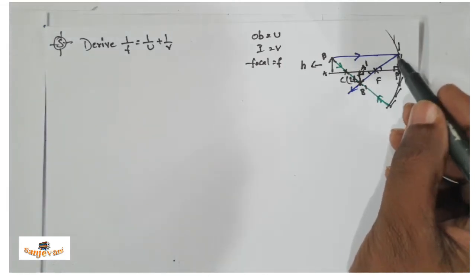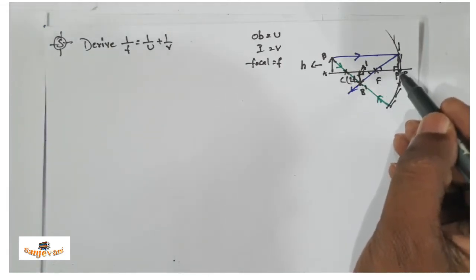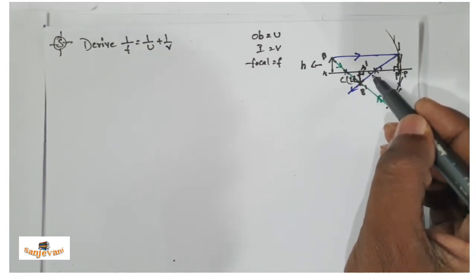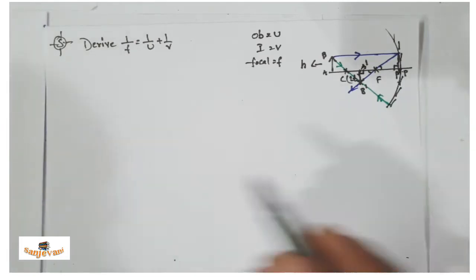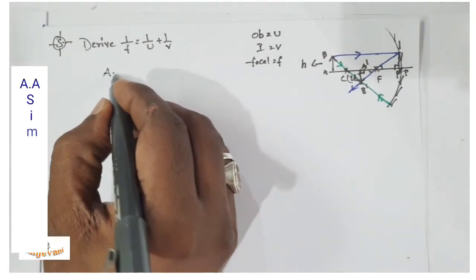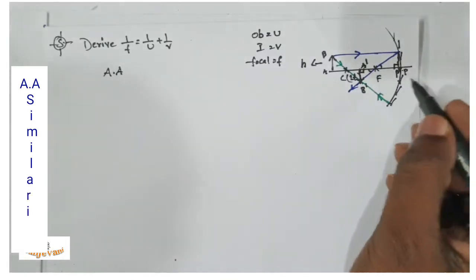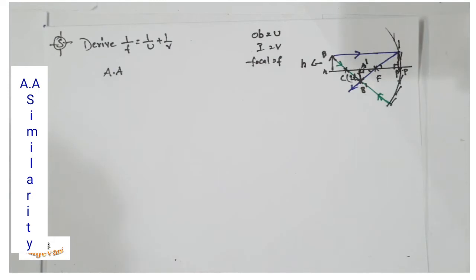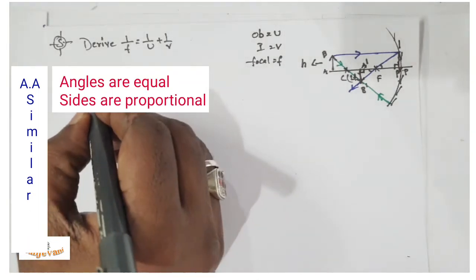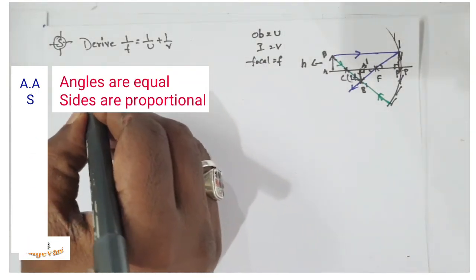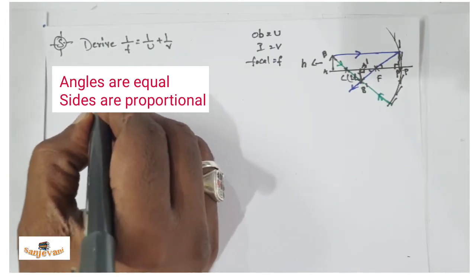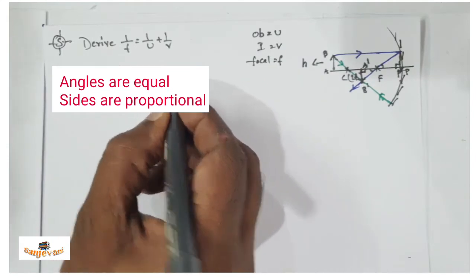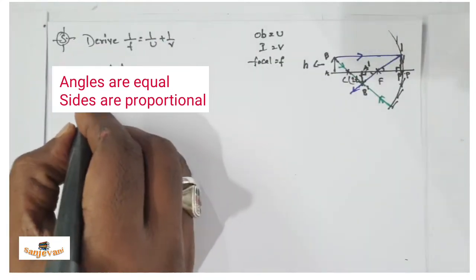By this we can conclude that in these two triangles, these two angles and these two angles are equal. Then in a triangle, by applying AA similarity, if two angles are equal, then the third angle is also equal. Then by applying AA similarity, if two angles are equal, then the sides are proportional.